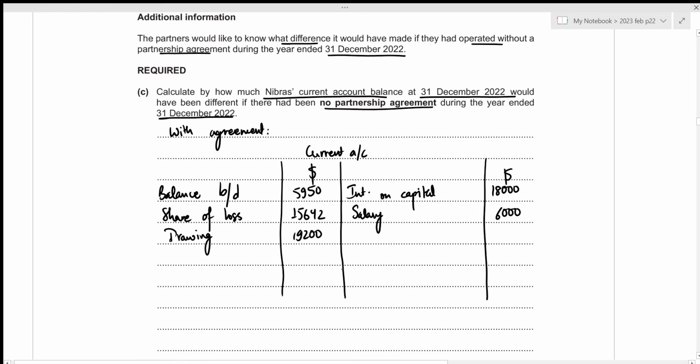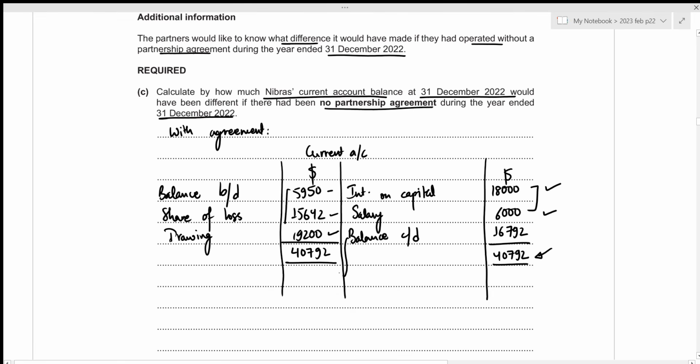Now we just need to figure out the heavier side and the balancing figure or the closing balance. In this case, it is pretty clear that our debit side is the heavier one. So let's figure out the total. That's 5,950 plus 15,642 plus 19,200, which results in 40,792. That will be the balance for our credit side as well, which means that our balancing figure or the closing balance will be right here. And in order to figure out the closing balance, we just need to subtract all of these from our total. In this case, that's 40,792 minus 18,000 minus 6,000, which results in 16,792.